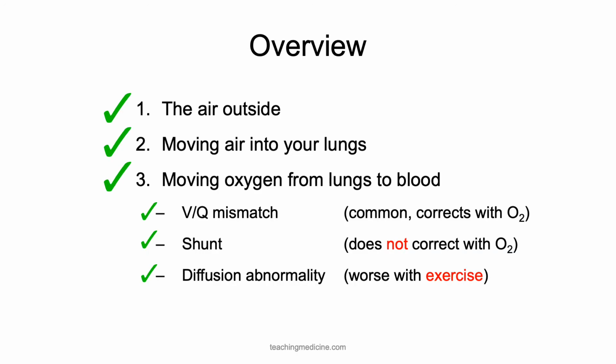So we have now covered 3 mechanisms that can cause problems with oxygen transfer from the alveolus to the blood. VQ mismatch is very common and can correct with supplemental oxygen. A shunt does not correct with supplemental oxygen, and a diffusion abnormality will become worse with exercise.